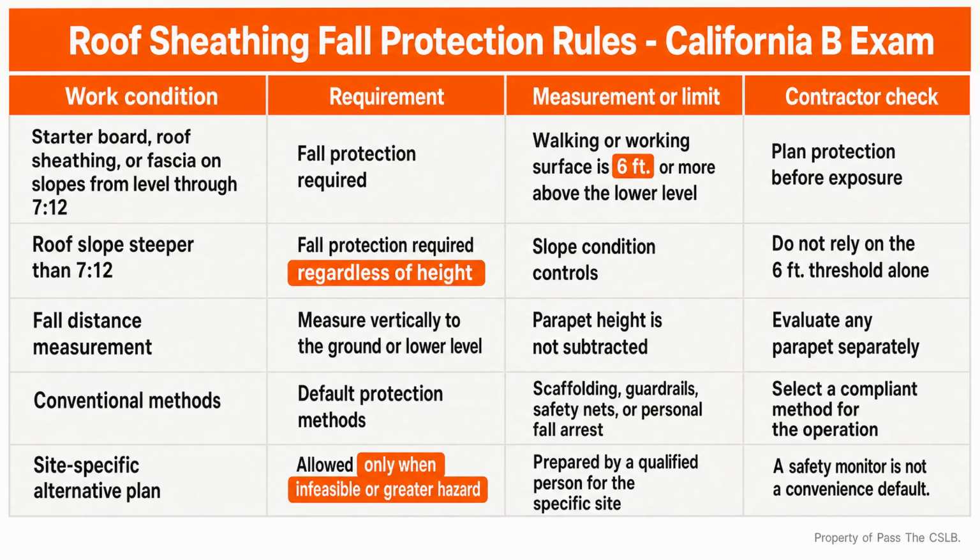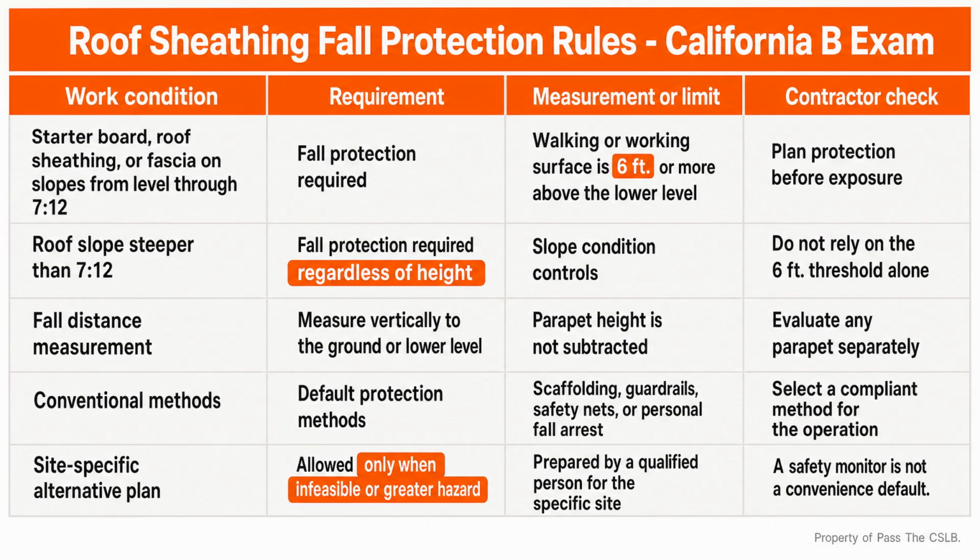I connect this safety rule to sequencing. Fall protection cannot be an afterthought installed once the crew is already exposed. Anchors, access, guardrails, scaffolding, or another compliant method have to be planned before workers step into the hazard. That planning may affect how starter board is placed, how sheets are delivered, and how the crew moves across open framing. The protection method and the sheathing sequence have to work together.